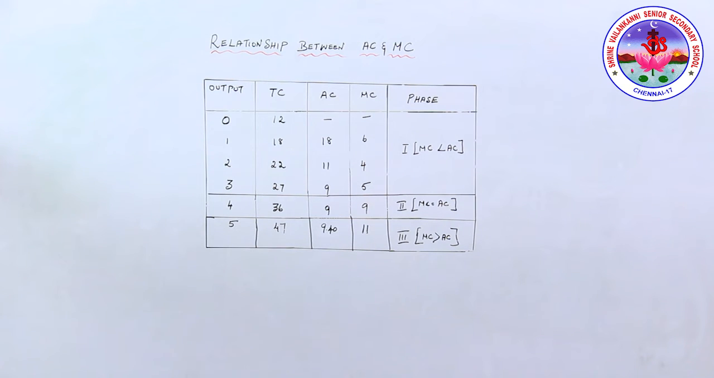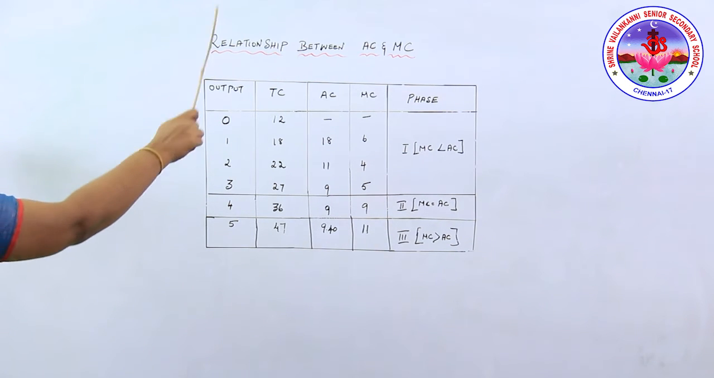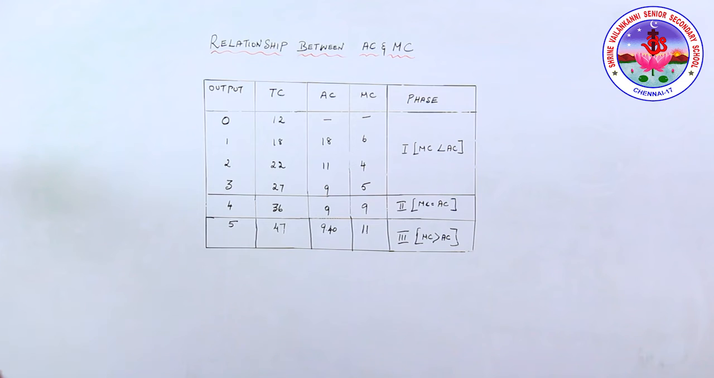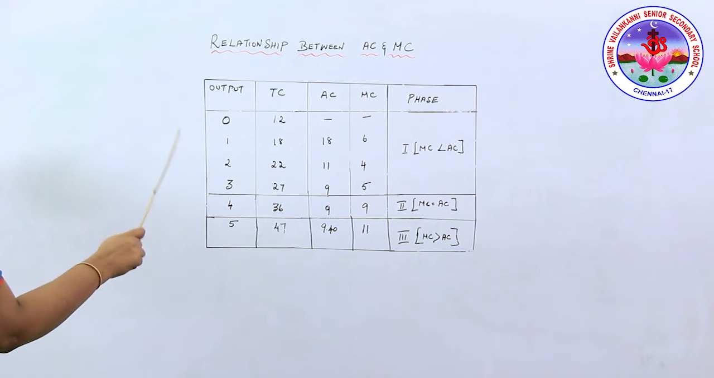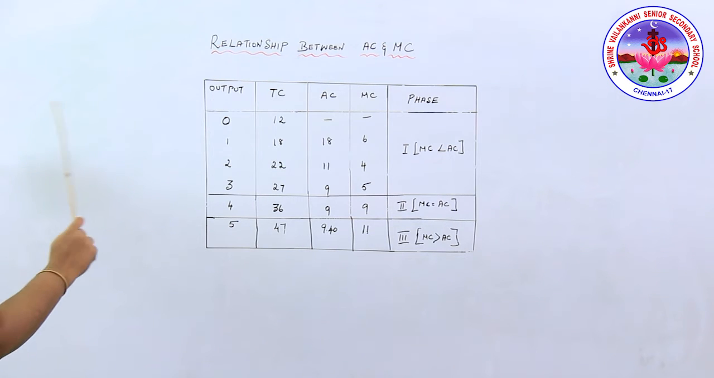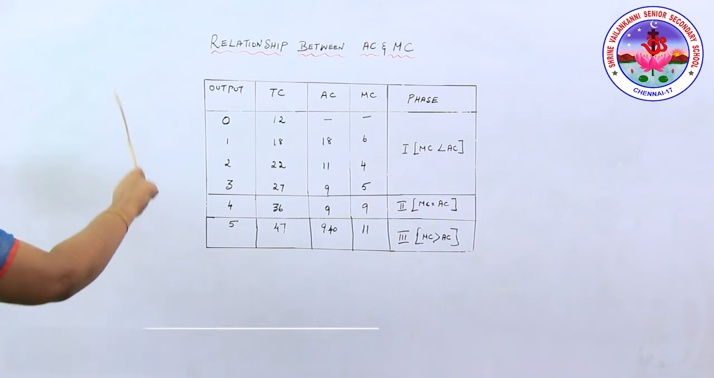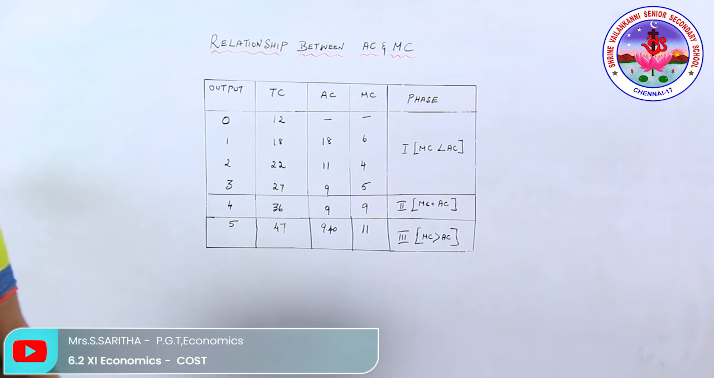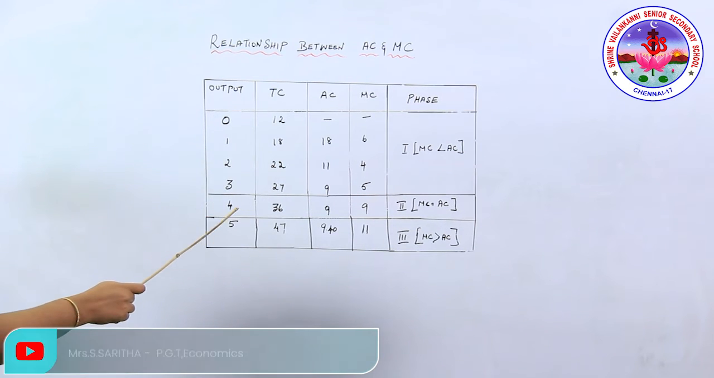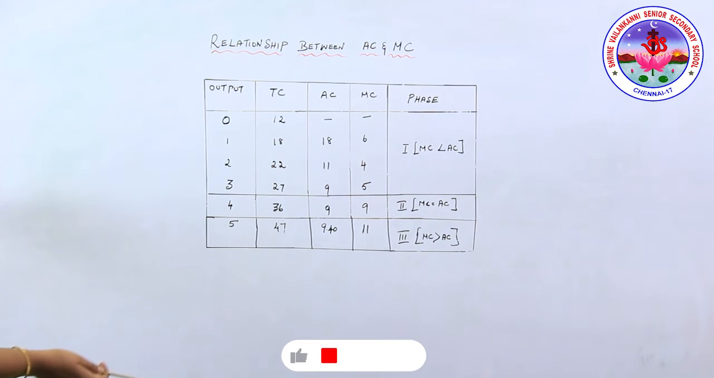Let's move on to the next one: relationship between average cost and marginal cost. Both average cost and marginal cost are derived from the total cost. Average cost refers to total cost per unit of output, and marginal cost refers to the addition to total cost when one more unit of output is produced. Both AC and MC curves are U-shaped due to the law of variable proportions.